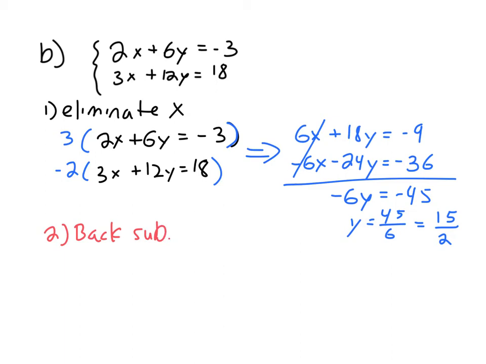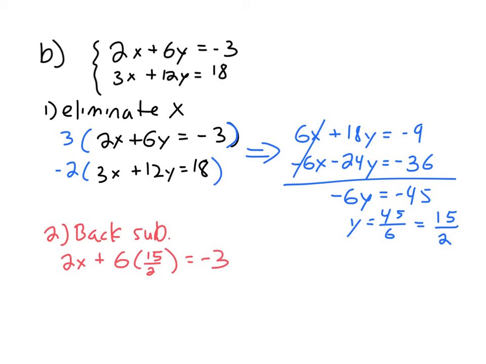And so to do that, I just choose one of the equations, doesn't matter which one, and then solve for x. Alright, so I'll choose the top one. So I'll have 2x plus 6, and then y is 15 halves, equals negative 3.